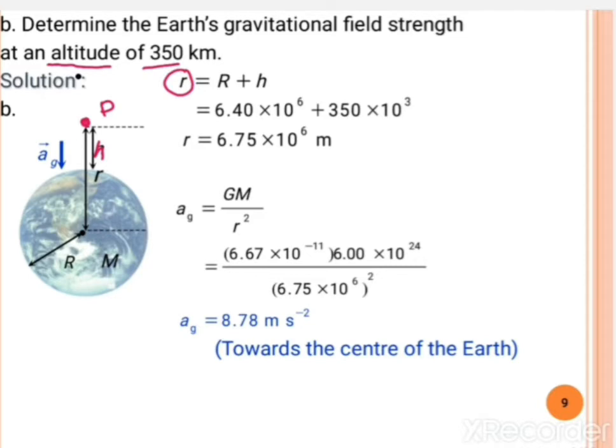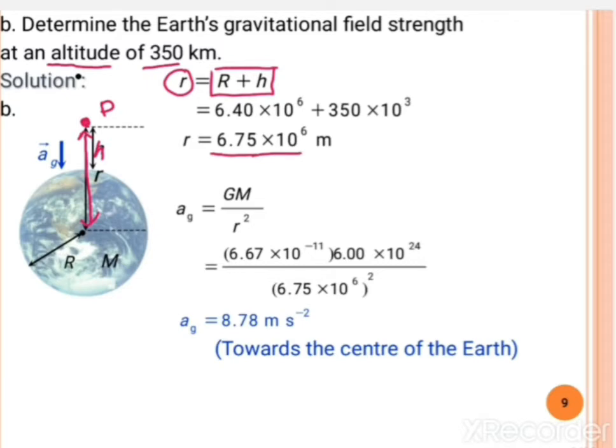So how to determine the r? r is the distance from Earth's center. So r equals the radius of Earth plus altitude or height. So we get the value for r is 6.75 times 10 power of 6 meter.